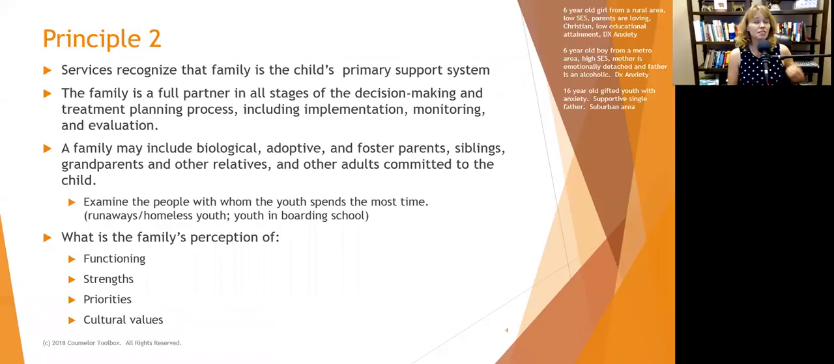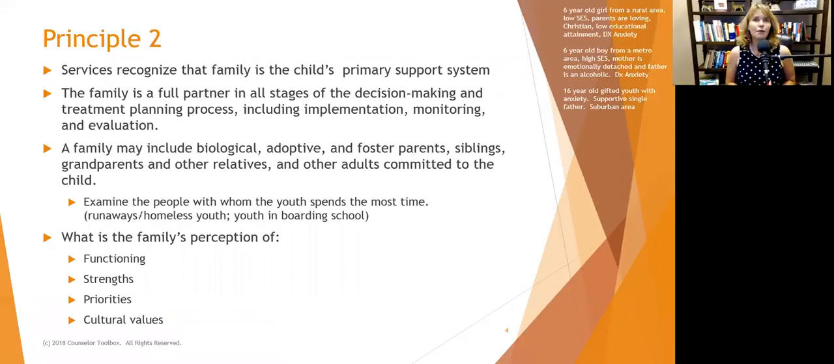We want to examine to determine who's in the family. Who does the youth spend the most time with? And, again, be very open-minded. If you're working with runaways and homeless youth, they may not have what you consider a family. They may not have those parental units or those legal caregivers. So who's their family? Generally, the people in the group that they travel with. We also can look at youth in boarding school. Who's their family? And yes, they may have some biological relatives back at home that they're kind of close to, but they've also got the people that they spend 24/7 with when they're at the boarding school. So those people are part of their family.